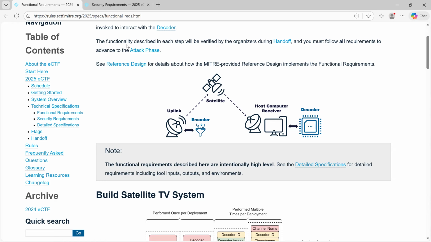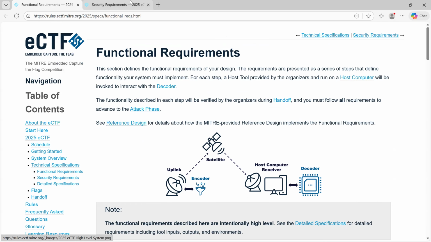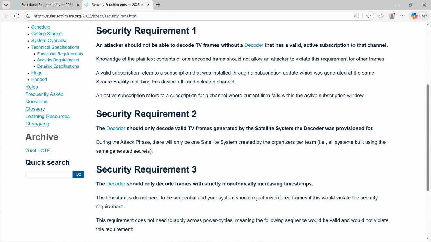The idea here was that the uplink would encrypt a frame, secure it, and send it, and then it would get broadcast to everyone, and everyone's TVs would then decrypt the frame and show it on the screen. Right? Simple enough. But there were quite a few security requirements that came with this. Security requirement 1 was that an attacker should not be able to decode TV frames without a decoder that has a valid active subscription.